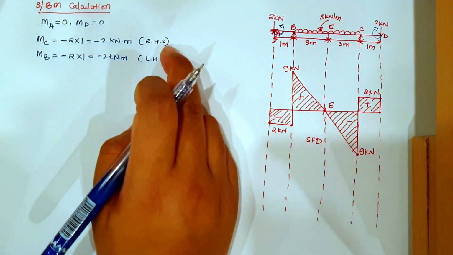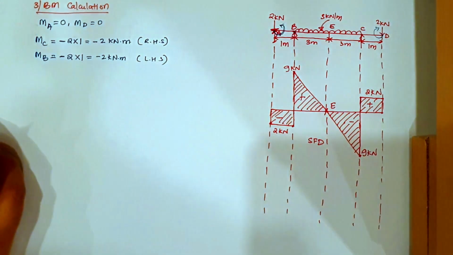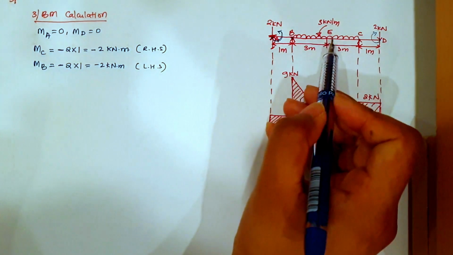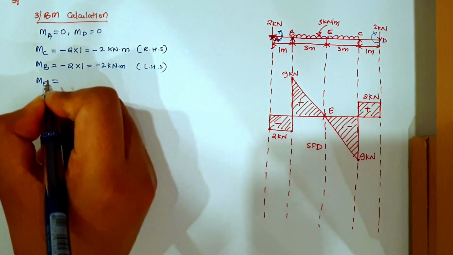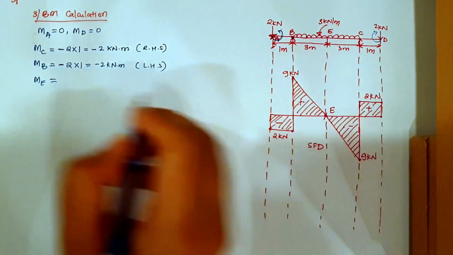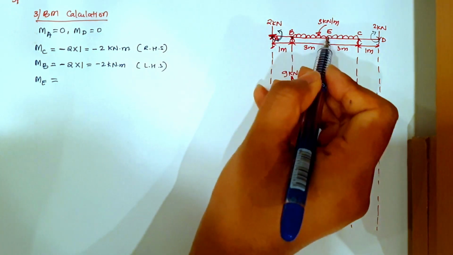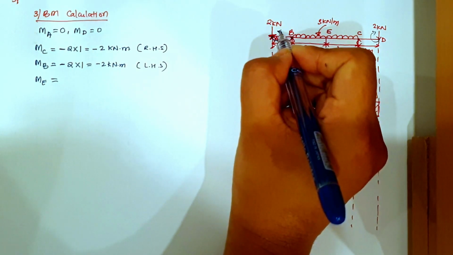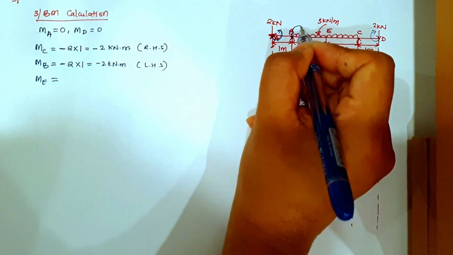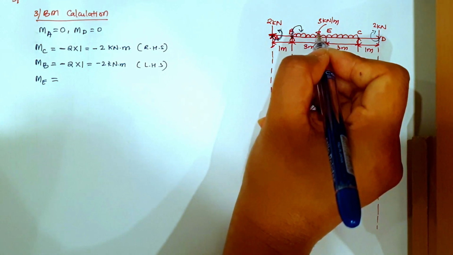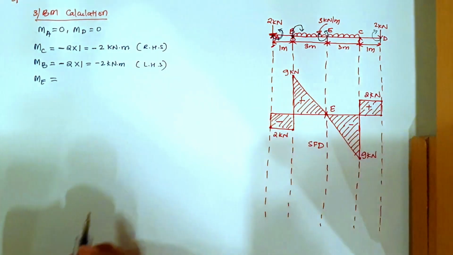Okay, so on the right hand side we have taken a cantilever, and on the left hand side we have taken it as simply supported. So let us find the moment at this point E. We go all the way from here till here. So this will be going in an anti-clockwise direction. This reaction RB will be going in a clockwise direction, and this force of 3 kN per meter will be going in an anti-clockwise direction, right?